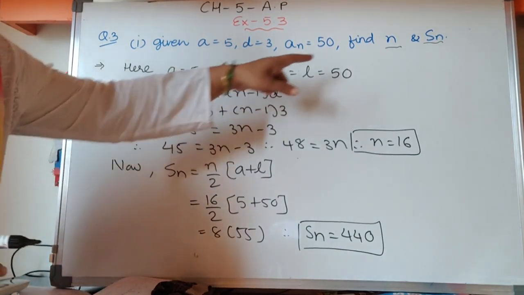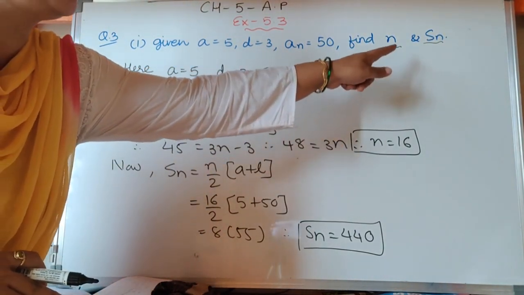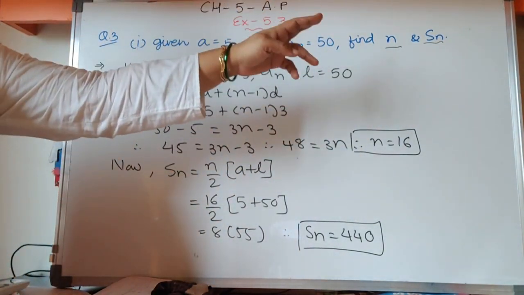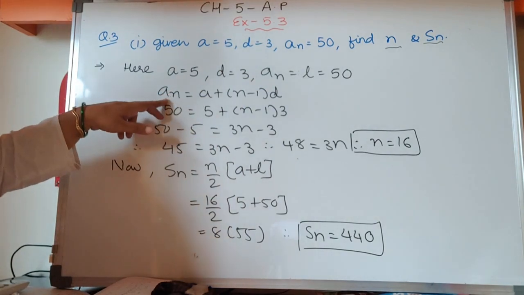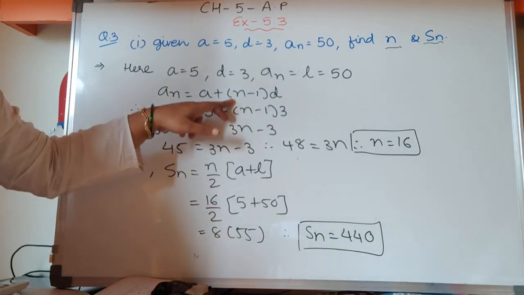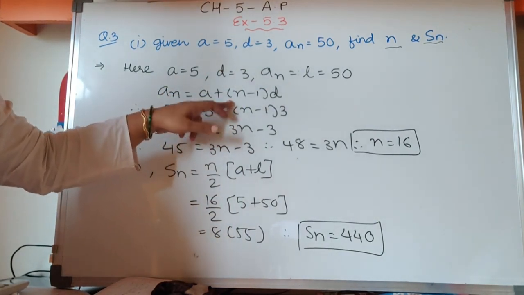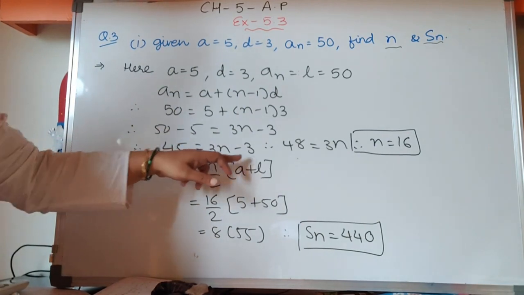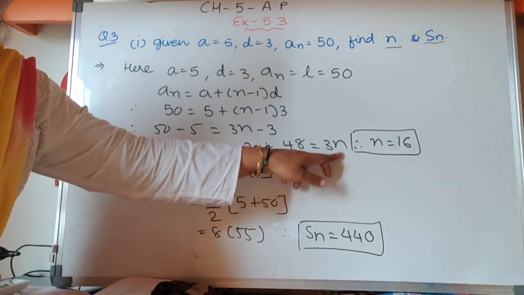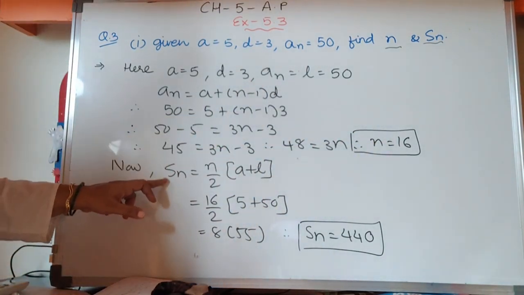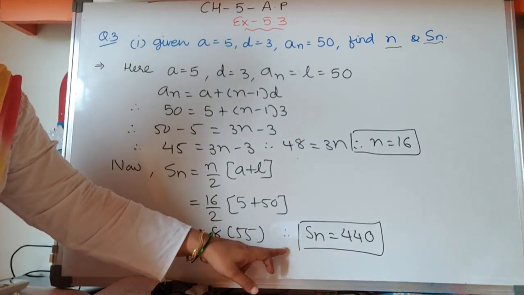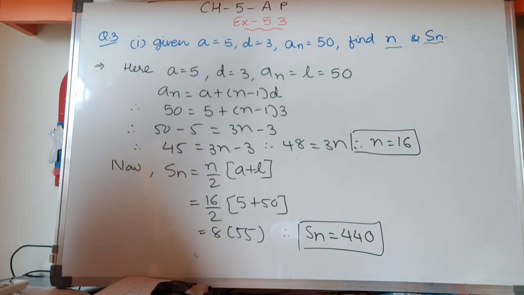Okay, here they are asked to find n and Sn. To get the value of n, we use an is equal to a plus (n minus 1) d, and then after substituting the values we got the value of n, and using that n value we are able to find the value of Sn. Now let's move to the next one.